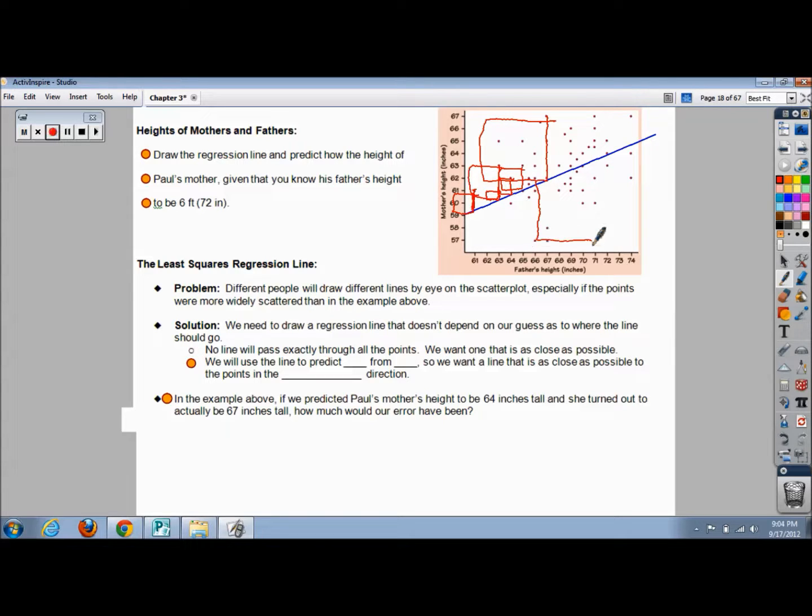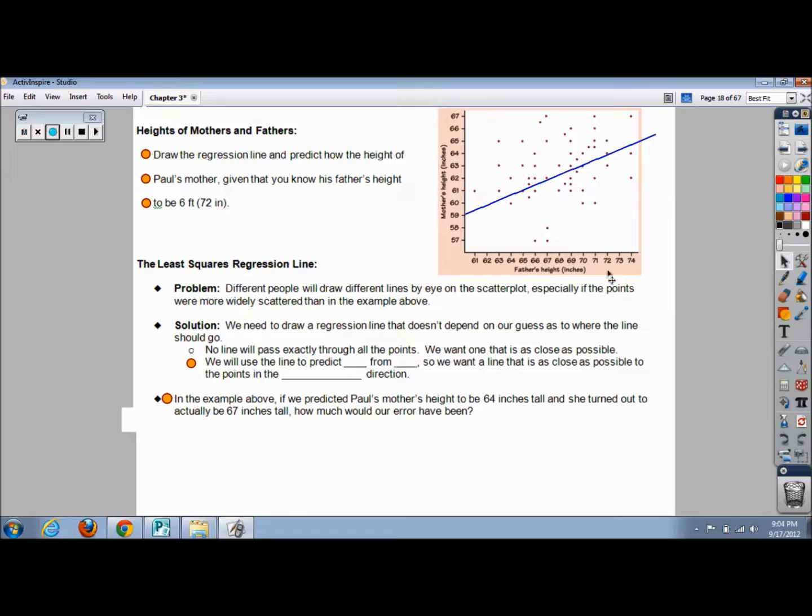And I could come down here and do these as well. But I'm not going to do all these. That would just be ridiculous. But this is the line that produces the least amount of area for all of those squares put together. Okay? So what we're going to do is try to predict the height of Paul's mother, given that we know Paul's father is exactly 6 foot tall.